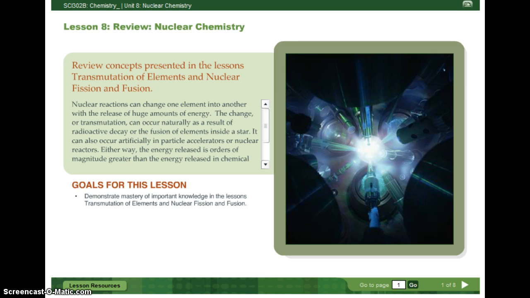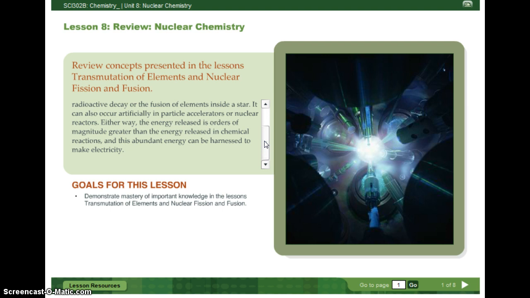The change, or transmutation, can occur naturally as a result of radioactive decay or the fusion of elements inside a star. It can also occur artificially in particle accelerators or nuclear reactors. Either way, the energy released is orders of magnitude greater than the energy released in chemical reactions. So in other words, millions of times more. And this abundant energy can be harnessed to make electricity.